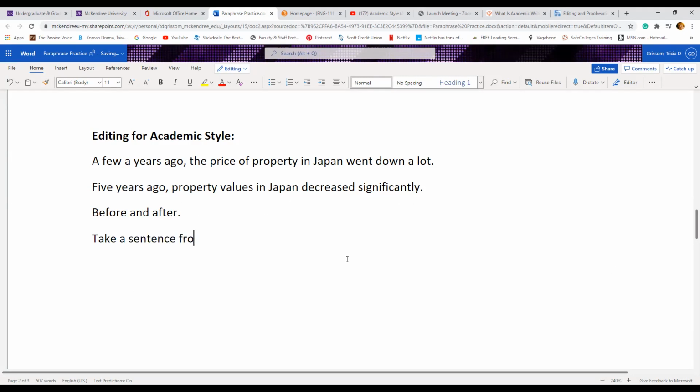Take a sentence from your paper, edit it for academic style. Post the before sentence and after sentence in the chat.